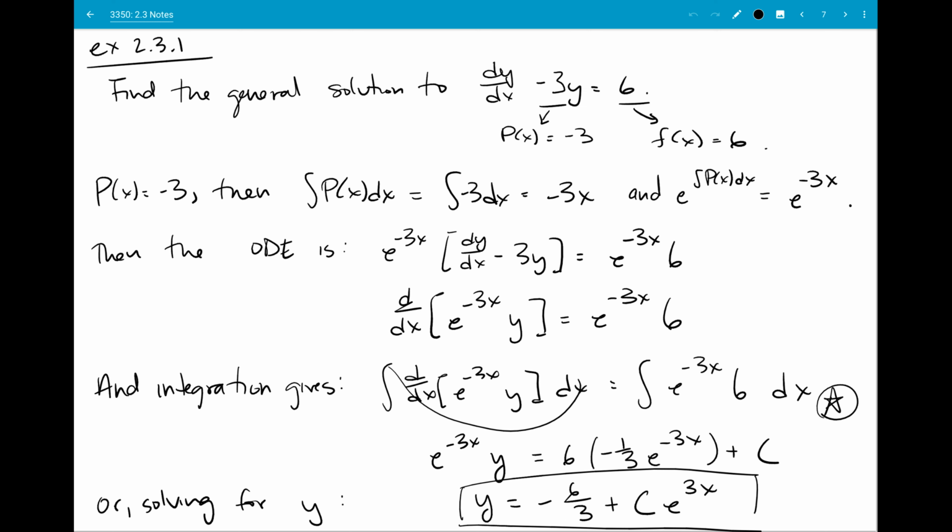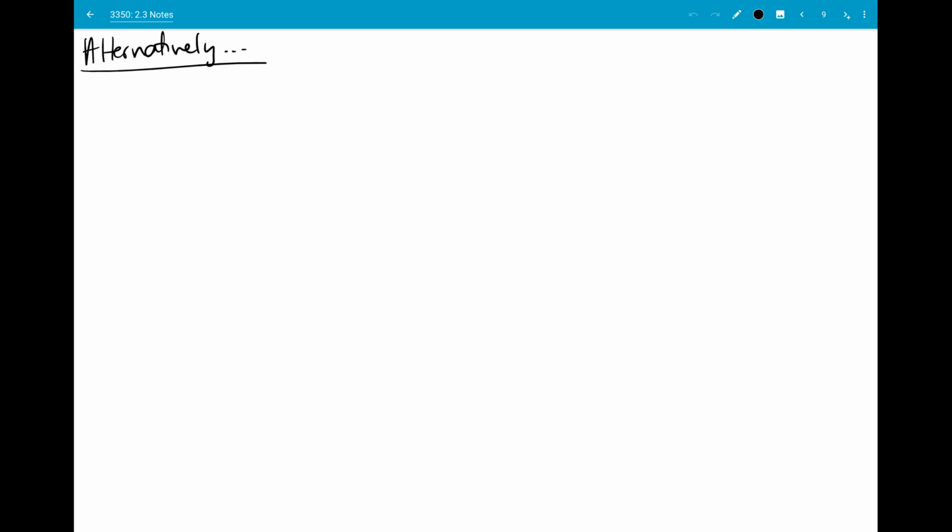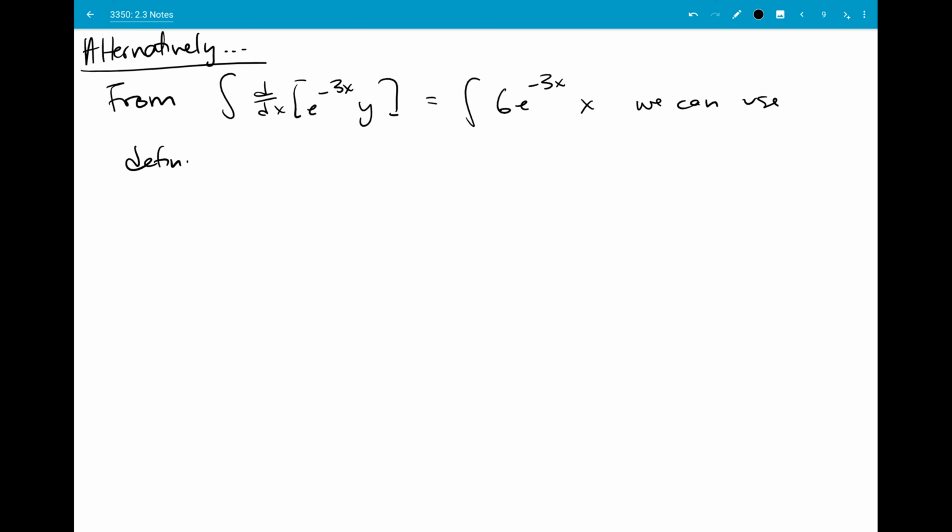And then remember when we had this problem with separable equations where we could integrate and we had a constant? We also had the option of, instead of plugging in the constant, taking those definite integrals. So from this part where we've got the integral of d dx e to the minus 3x times y equal to the integral of 6 e to the minus 3x times x, we can use definite integrals to account for the initial condition y of 0 equals 3.